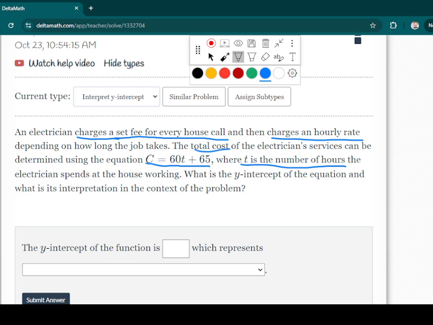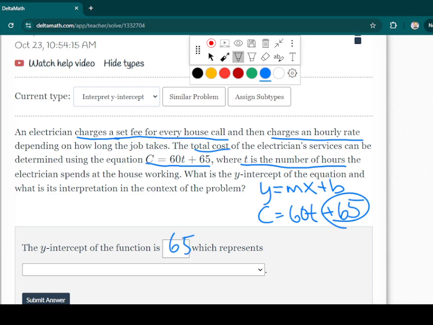Again, we're asked what the y-intercept is and what the interpretation is in the context of this problem, what that means. So again, our slope-intercept form is, of course, y equals mx plus b. Writing our equation that we're given below that, we can pretty easily see that 65 must be our y-intercept because that's the one that does not have a variable. But now we need to figure out what it means.